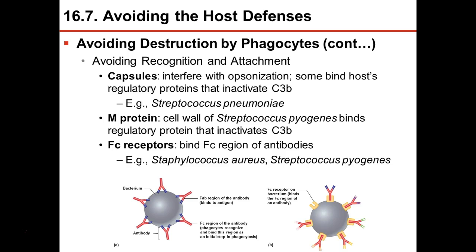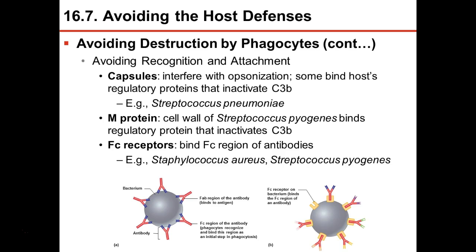Other ways is capsule. Capsule acts as camouflage essentially, so it's not going to allow opsonization. Remember, that's the responsibility of C3b. Without the C3b binding to the surface of the bacteria, there is no opsonization that occurs, and therefore it acts, like I said, almost like a camouflage.